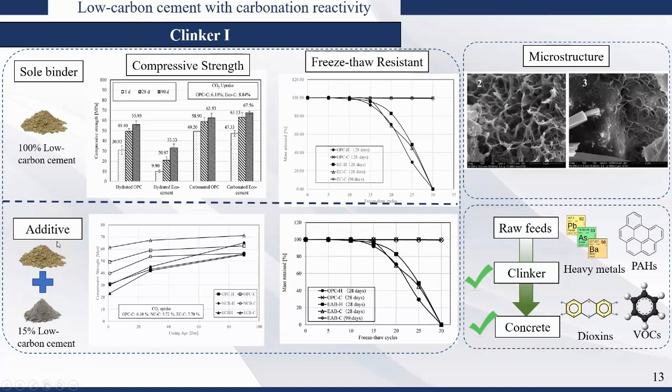And the second direction is that we use our material as a replacement of OPC, as a supplementary cementitious material. In this system, we use 15% low carbon cement and 85% OPC. For hydraulic behavior at the very beginning, the strength decreased due to dilution effect because we have less OPC. But with subsequent hydration, the strength can increase and achieve the same level as OPC at 90 days.